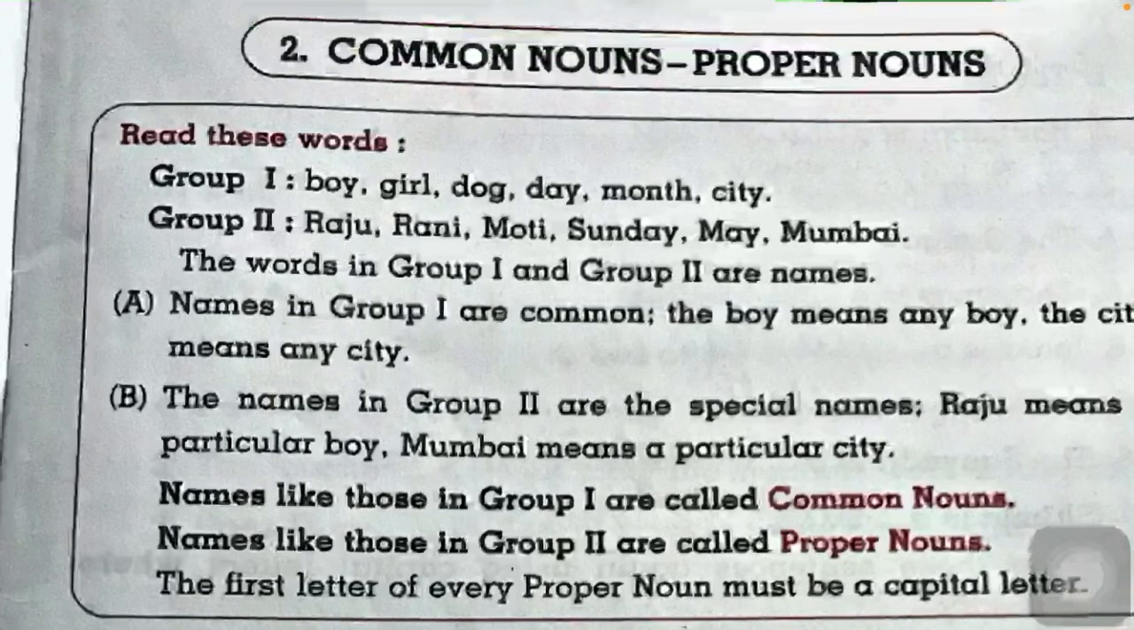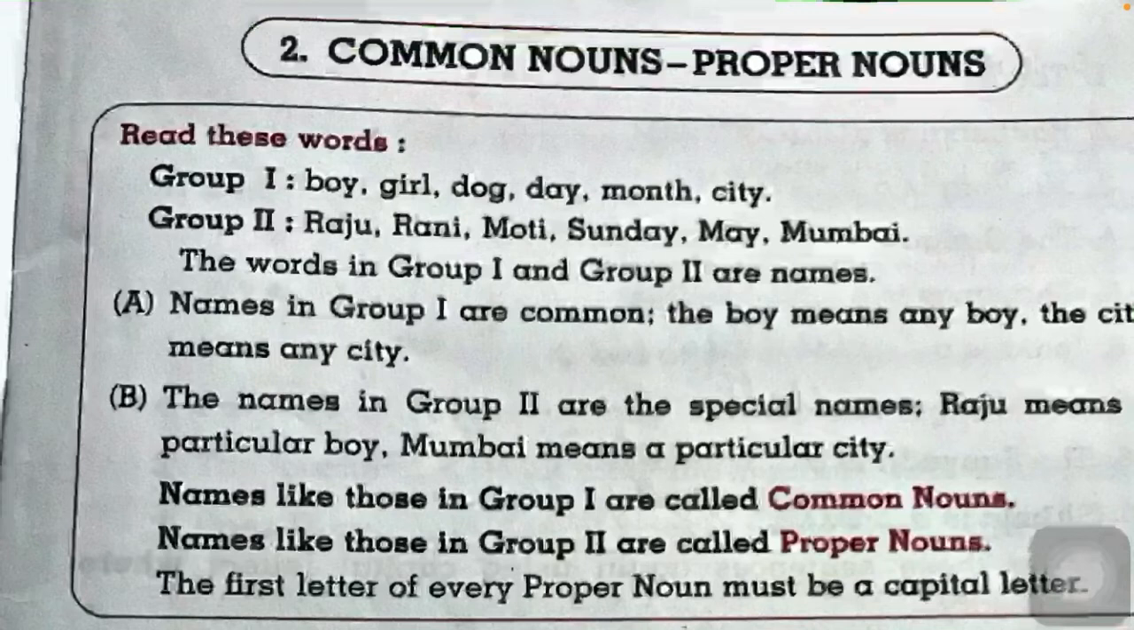These are used for all the persons. But when we are talking about any specific person like Raju, Raju is a proper noun. If we are talking about any specific girl, that is Rani, so Rani is a proper noun. If we are talking about any animal like Moti, Moti is a proper noun, but dog is a common noun.